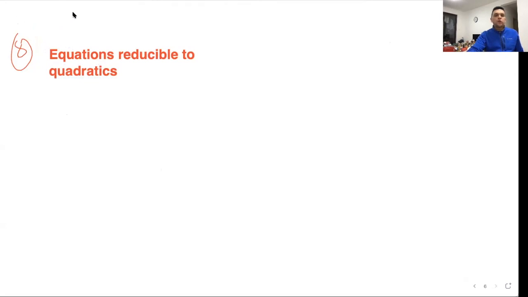All right. So sometimes they might give you a quartic equation and you can turn it into a quadratic with a little substitution. That's it. So for example, they give you this quartic equation equals 0, and they say substitute let m equals x squared.